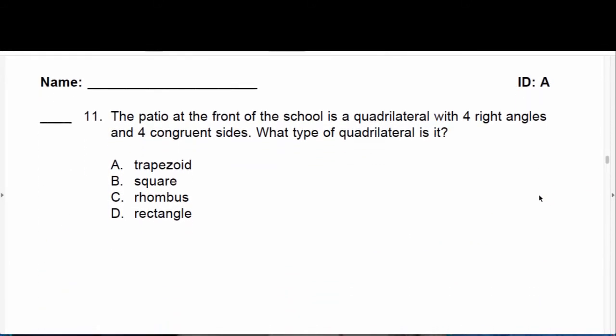Question 11. The patio at the front of the school is a quadrilateral with 4 right angles and 4 congruent sides. What type of quadrilateral is it? A. Trapezoid. B. Square. C. Rhombus. D. Rectangle.